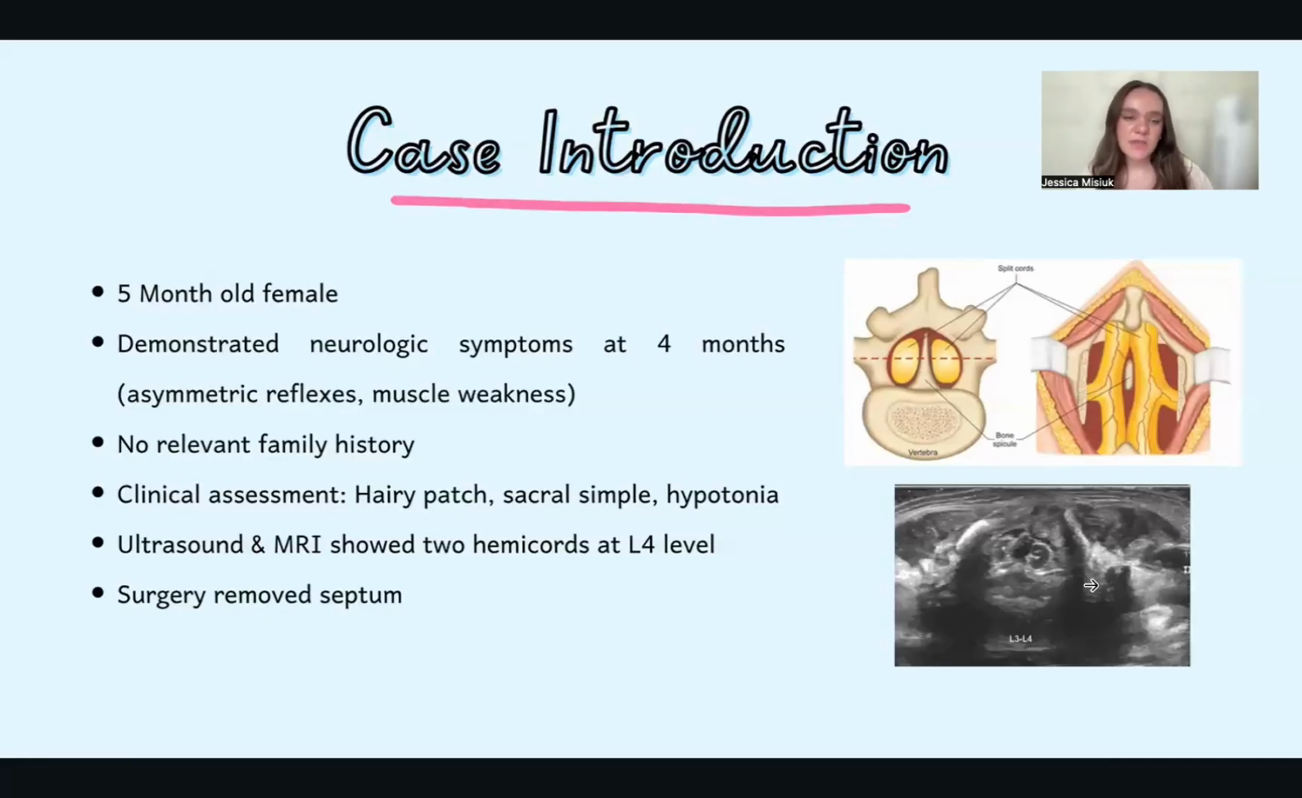ultrasound and an MRI just to get imaging and get it visualized. And both images showed two hemichords at the L3, L4 level. The patient ended up being referred to surgery to remove the septum because it was causing these neurological symptoms.